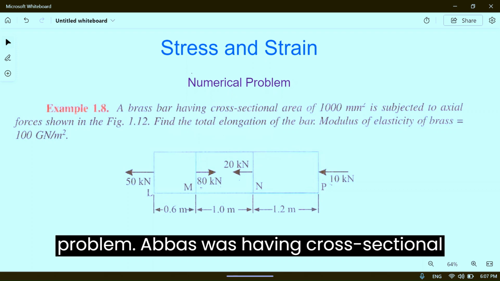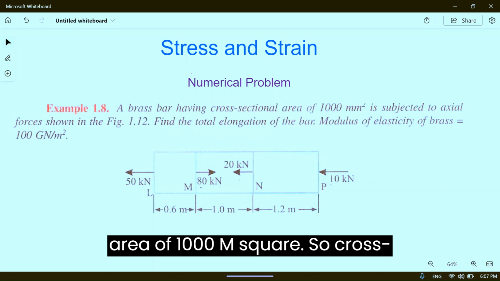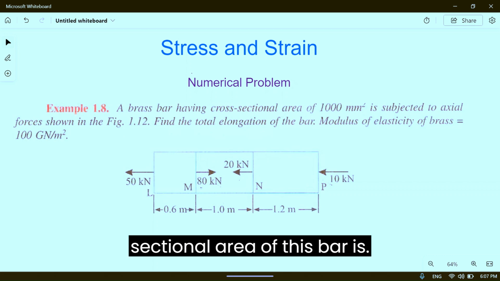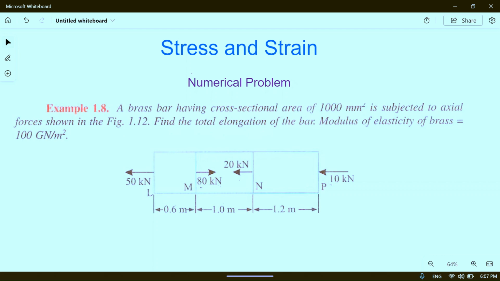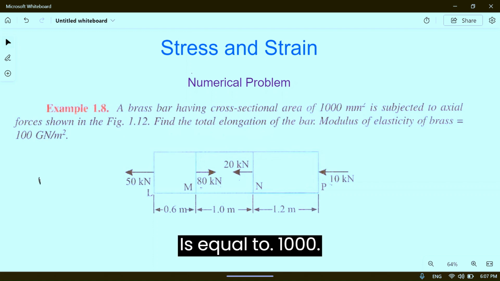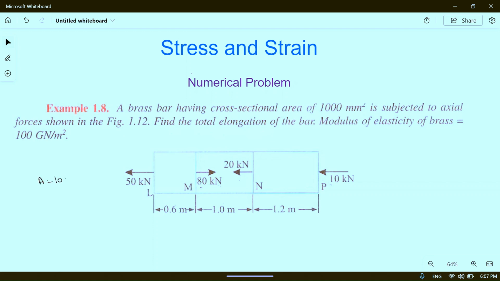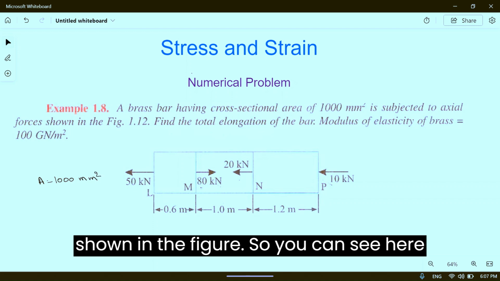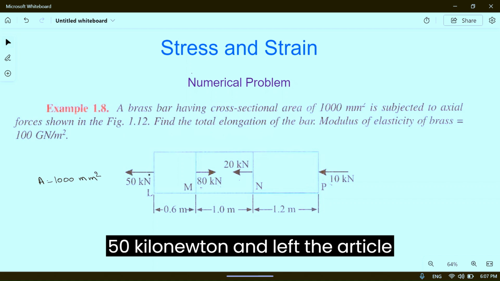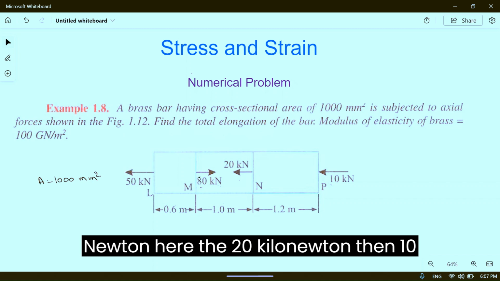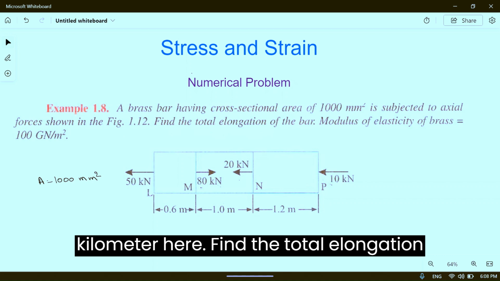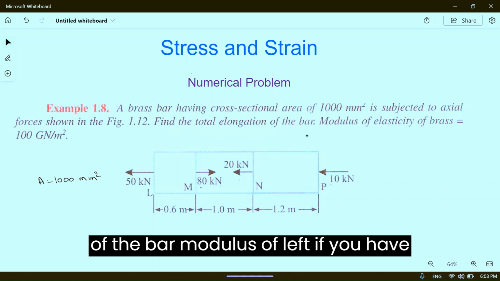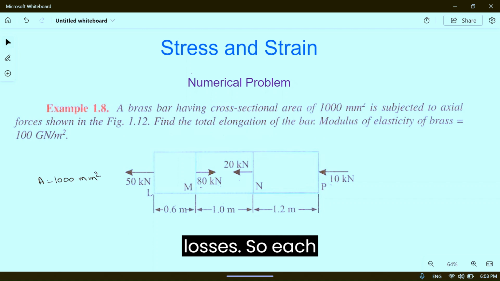A brass bar having cross-sectional area of 1000 mm square. So cross-sectional area of this bar is A equals 1000 mm square, is subjected to axial forces shown in the figure. So you can see here 50 kilonewton on left, then 80 kilonewton here, then 20 kilonewton, then 10 kilonewton here. Find the total elongation of the bar, modulus of elasticity of brass is.